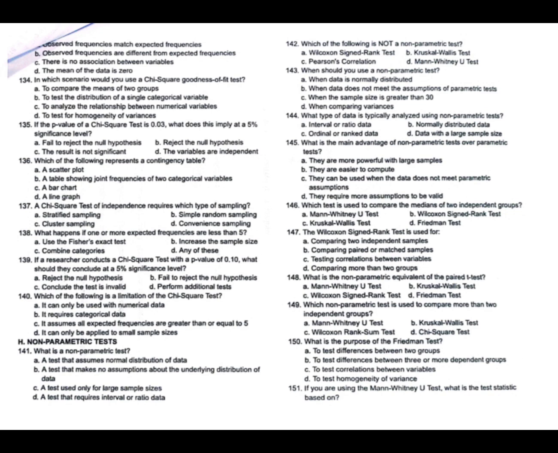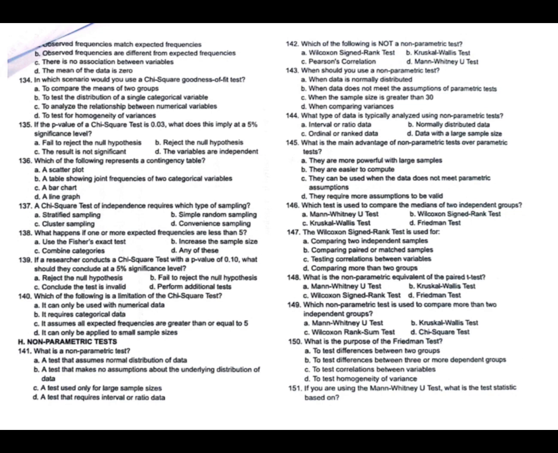146. Which test is used to compare the means of two independent groups? So it is Mann-Whitney U test. So the answer is letter A. The Wilcoxon signed-rank test is used for blank. It is used for comparing paired or matched samples. Letter B. 148. What is a non-parametric equivalent to paired t-test? So the answer is what? Letter C.